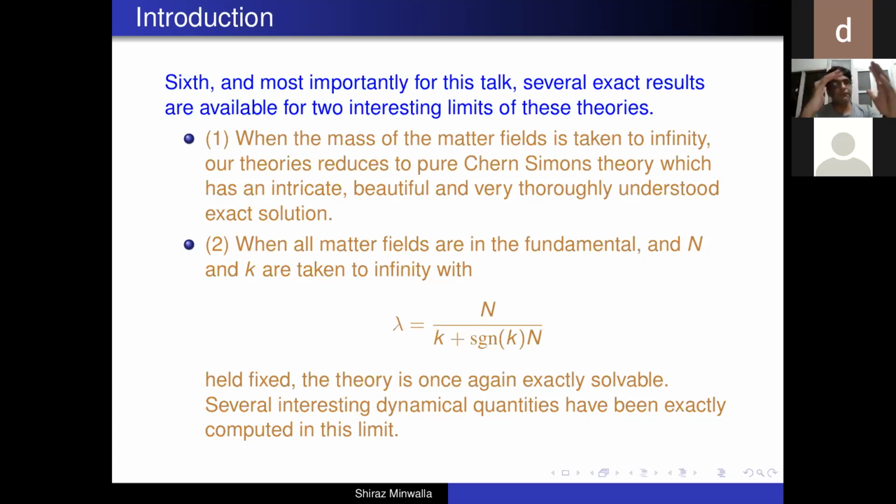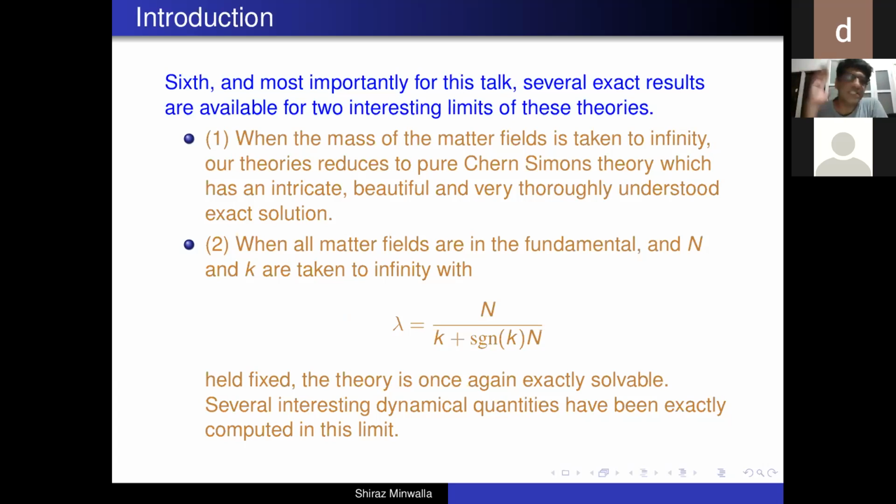you can meaningfully study. Though this is an oversimplification, two things make these theories particularly easy to study. These two things are that there are two interesting limits of these theories, both of which are exactly solvable in their own way and yield a lot of information.